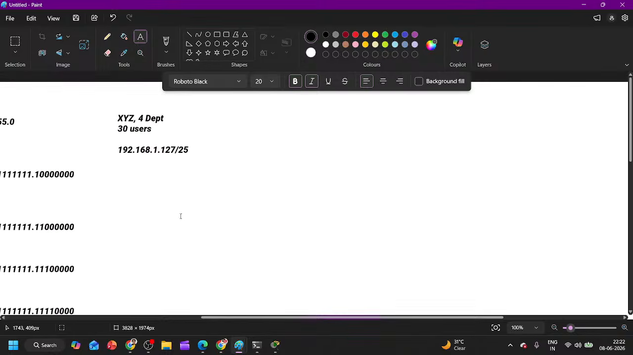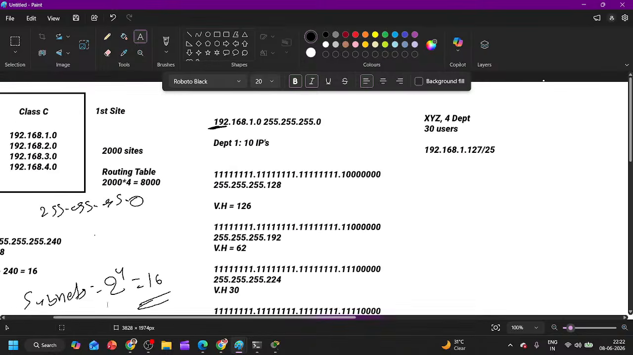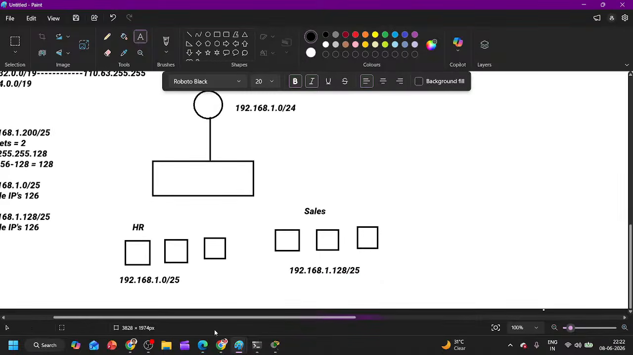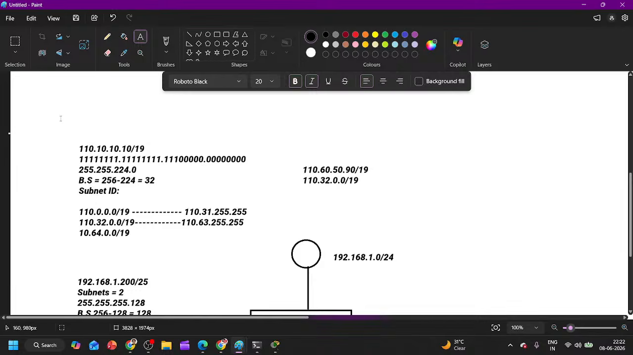Sir, can you go back to the first example, 110.10.10.10/19? Here it is. Yeah. So the first network should be 110.10, I think. Yeah, it's 110. Correct.